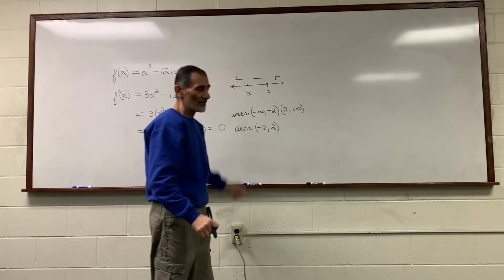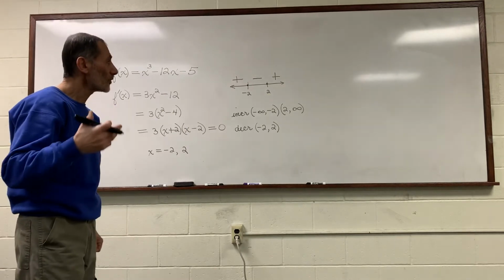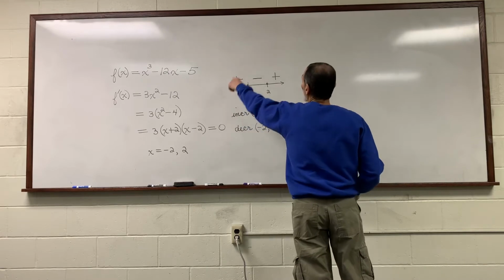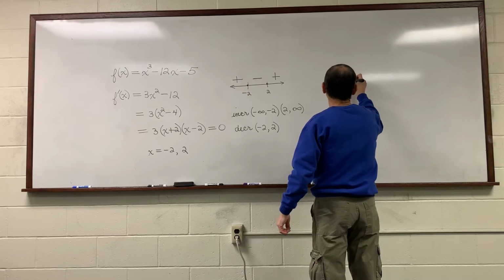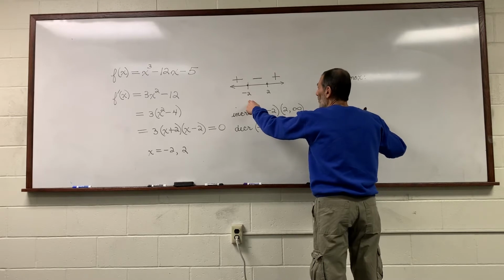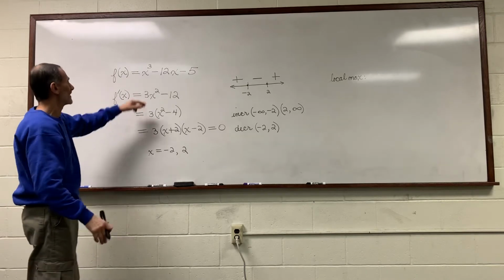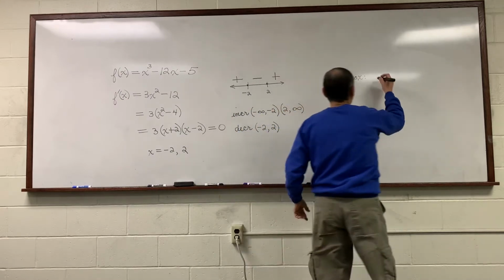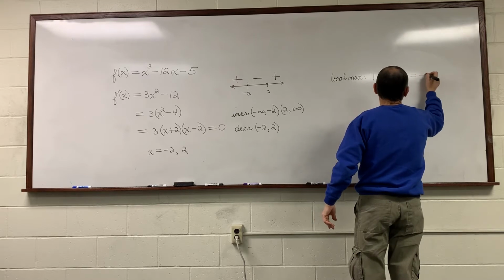But we see here, the next question we have is, what are the local extreme values? At negative 2, going from increasing to decreasing, we have a local maximum. Now, it occurs at negative 2, but negative 2 is not the local maximum value. We go back to the original function. We want the value of the function at negative 2. Negative 8 plus 24 is 16, minus 5 is 11. The local maximum is 11 at x equals negative 2.